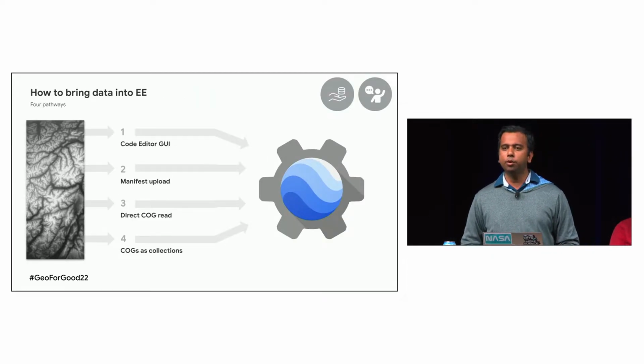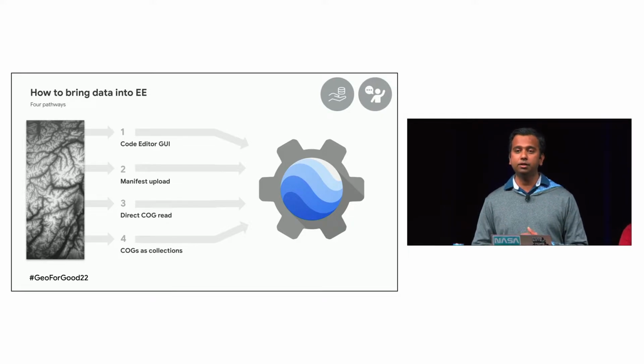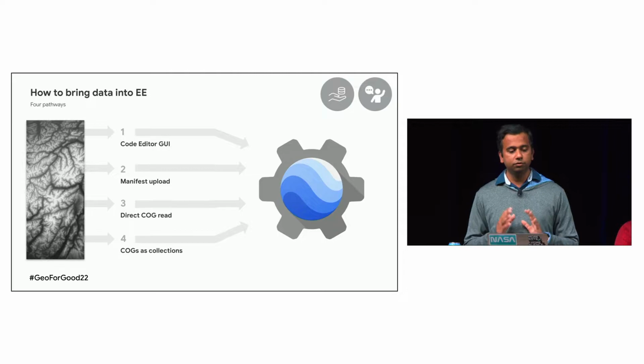So what I'm going to do right now is take the lessons we learned from bringing data into the community catalog, and we're going to talk about 4 different ways in which you can bring data into Google Earth Engine. And this is applicable for any kind of data that you want to bring at your end. It is not related to the community catalog per se, but I'm using examples from the community catalog just to show you what you can and cannot do. We're going to talk about 4 different things.